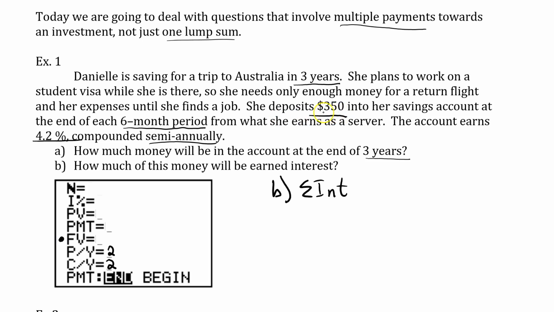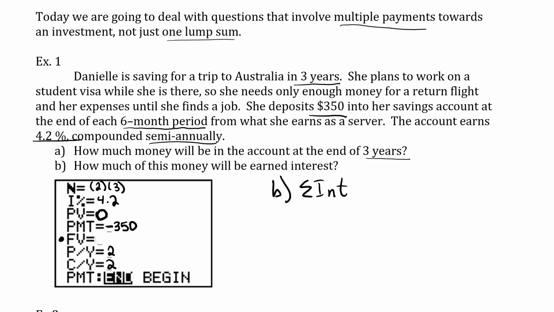We know that she deposits $350 into her savings account at the end of each 6-month period. So each payment is going to be $350. And remember, we need to have a negative there because it's money that's initially going away from her. She doesn't have an initial amount of anything. Okay, so she doesn't start off with a lump sum or anything. So the present value is 0. The interest is 4.2. And we know that there are 2 compounding periods per year, and she needs to save for 3 years. So that's going to end up being 6.